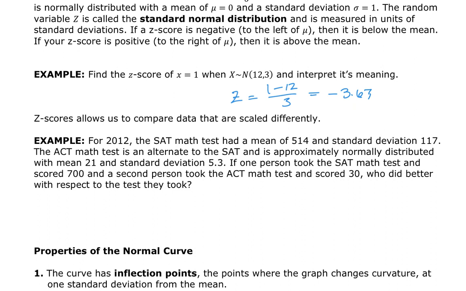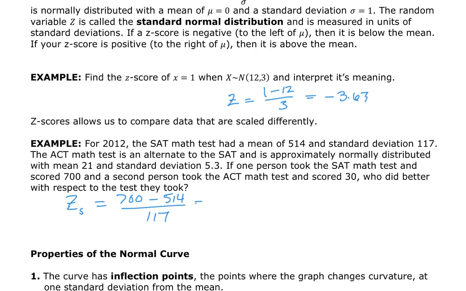So first I'm going to do the z-score for the SAT. So I'm going to do z, and I'm going to do S for SAT. The number that we're interested in is 700. That's my lowercase x. I'm going to subtract off my mean, which is 514, and then I'm going to divide by my standard deviation, which was 117. My z-score for the SAT and that score of 700 is 1.59. This tells me that I'm above the mean, which I knew by just looking at the fact that 700 is larger than 514. But it also tells me I am 1.59 standard deviations away from the mean, and I'm above the mean.